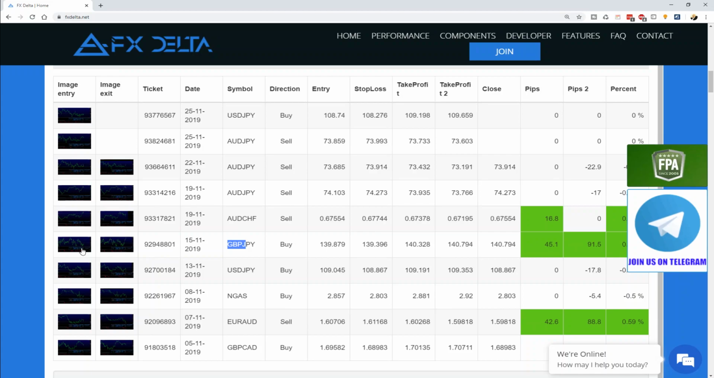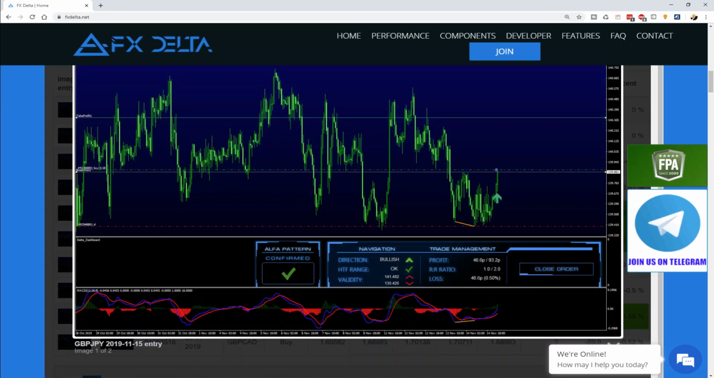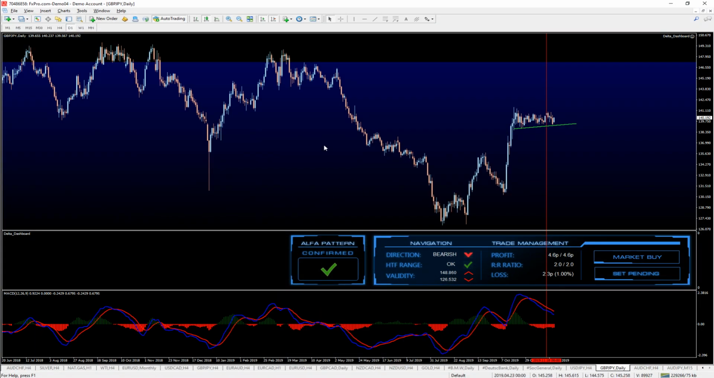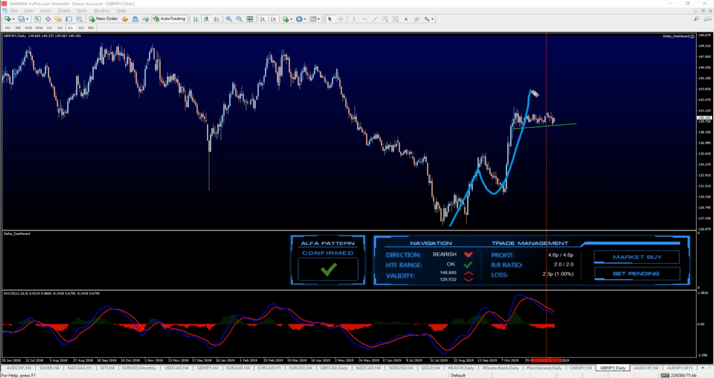We also had a buy here, and on the lower time frames we don't see much. Okay, we can just confirm that there was a breakout here to the upside, and the interesting one would be on the higher time frame. So this is what we got, guys.